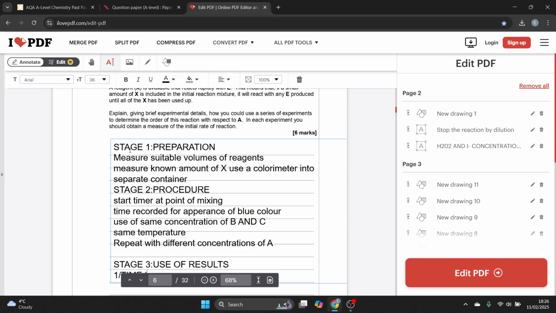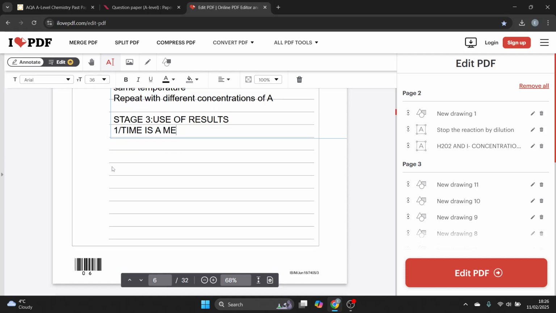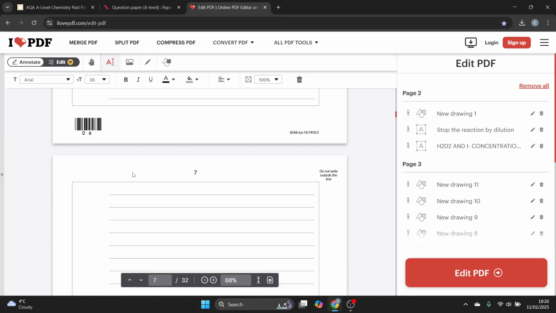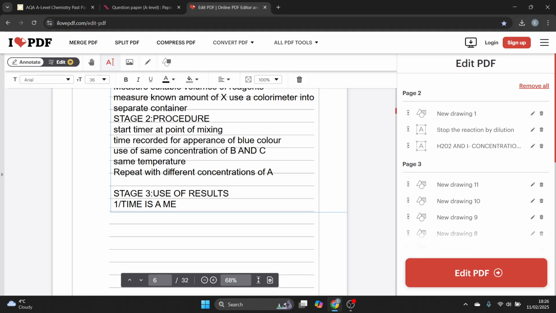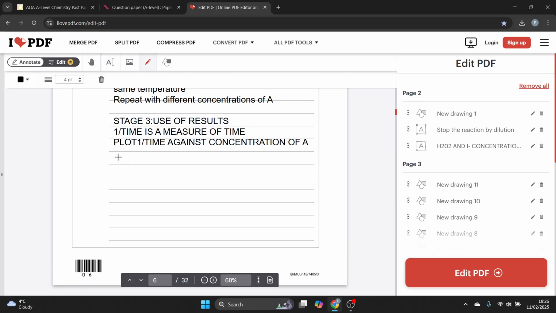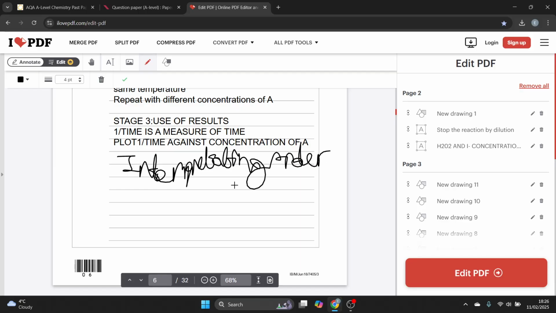Well, 1 over time is a measure of rate. Plot 1 over time against concentration of A, and then interpret the order from the shape of the graph, and then you get that part.